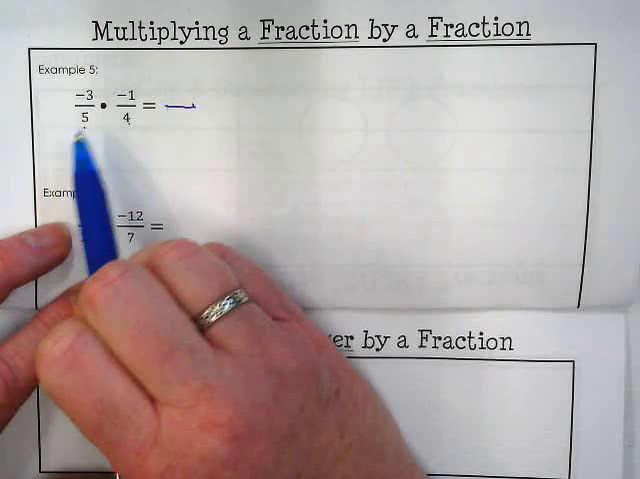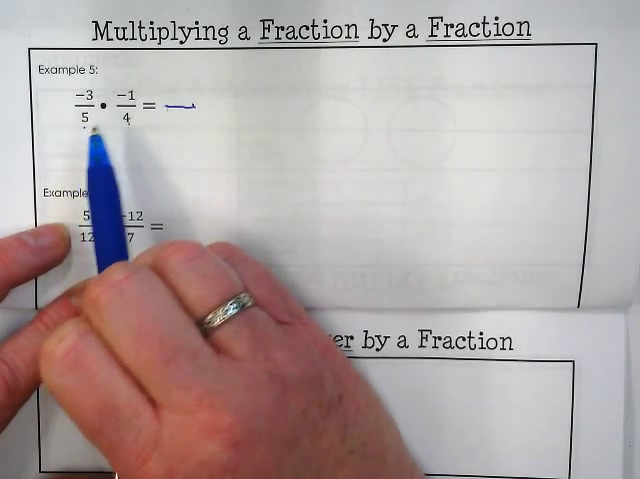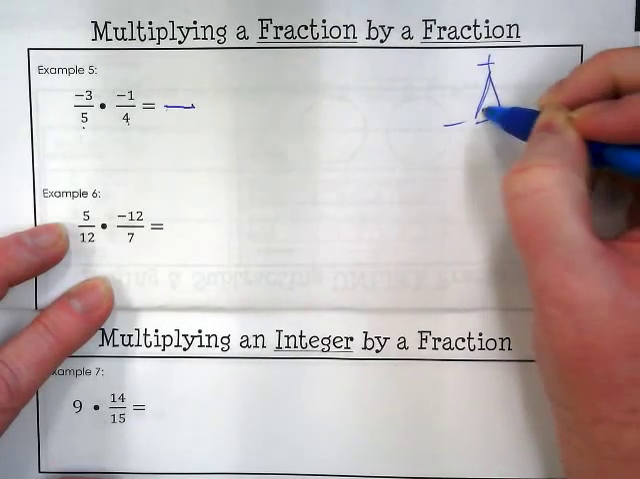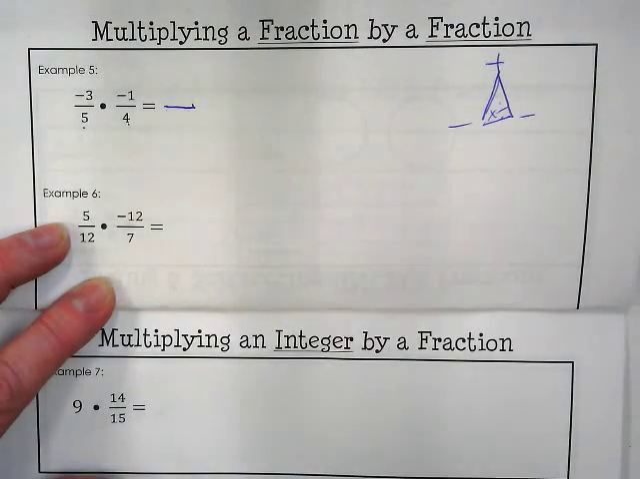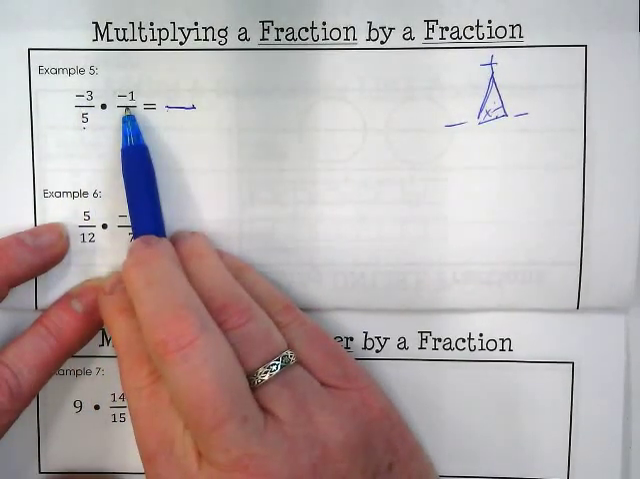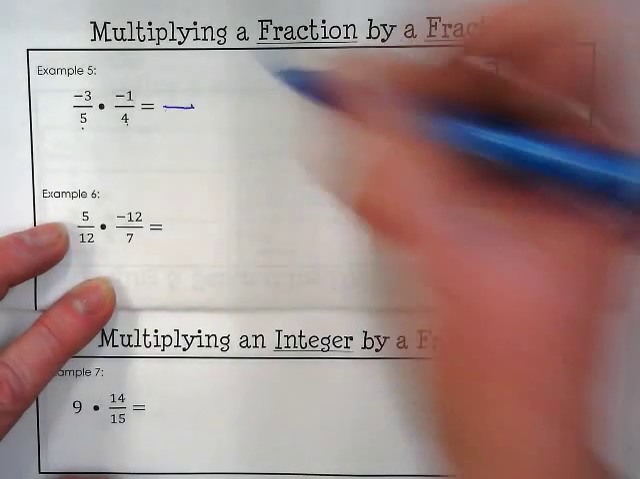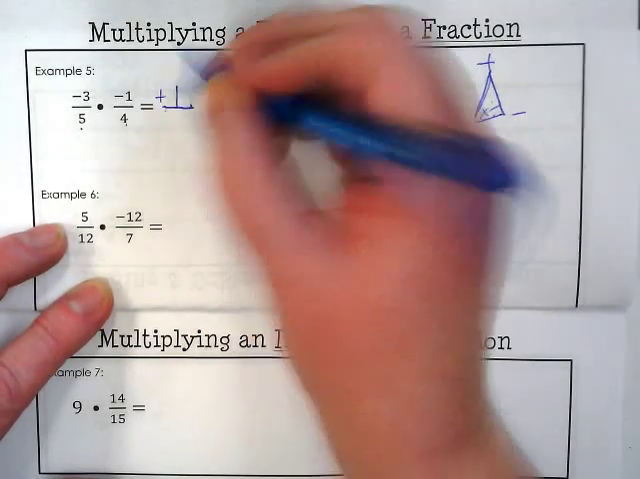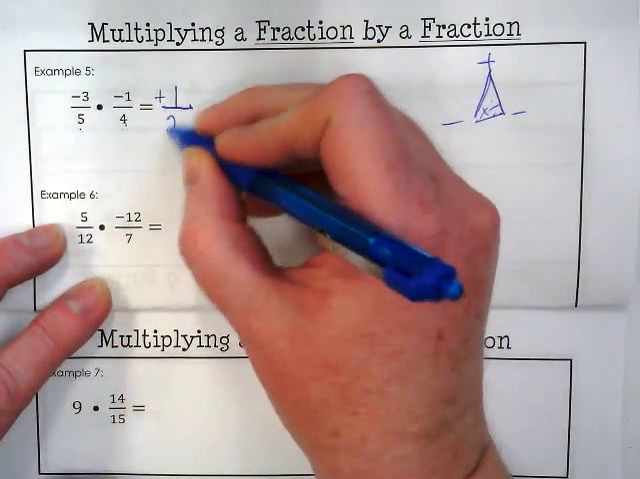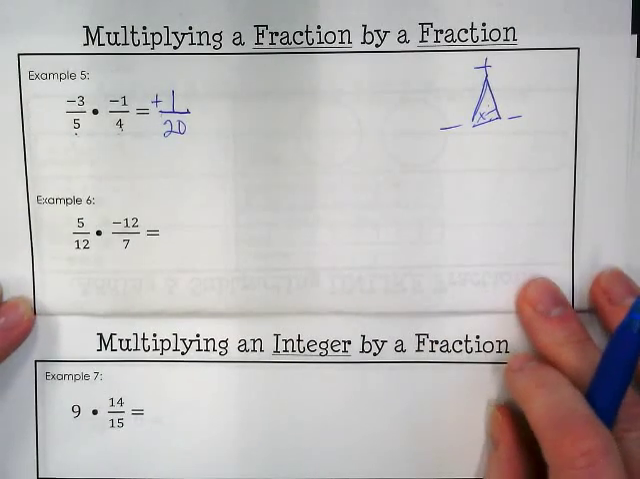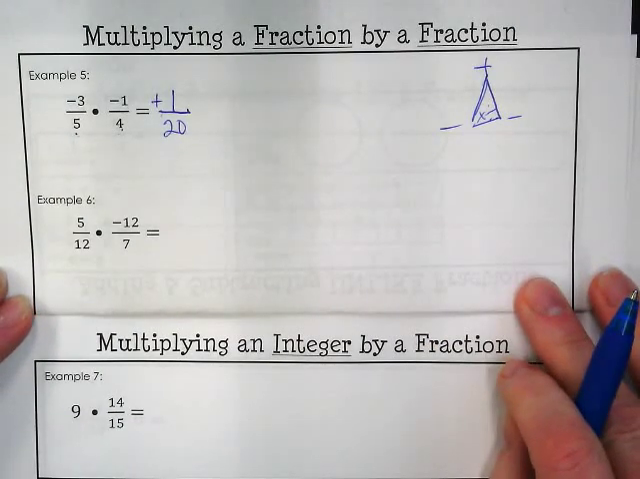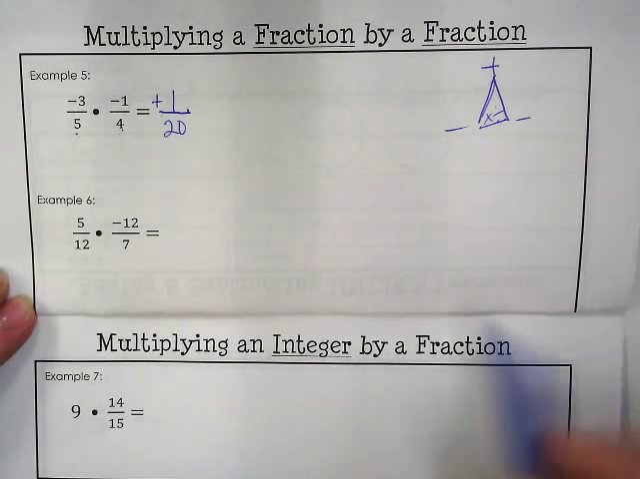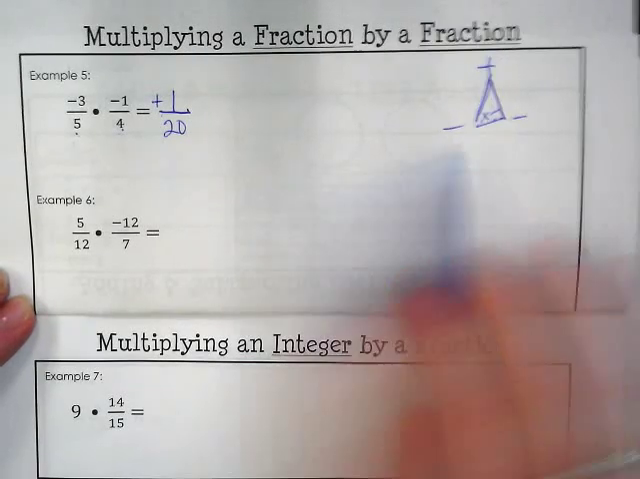You do have to pay attention now that we're in seventh grade to positives and negatives. So let's keep our triangle in mind, which works when we are multiplying and dividing. I'm multiplying a negative times a negative, so my answer is going to be positive. And then I just multiply: 3 times 1 is 1, 5 times 4 is 20. And that's as simple as it is. We multiply fraction by fraction. We just multiply straight across the numerator and denominator, but we also have to pay attention to positive and negative rules.